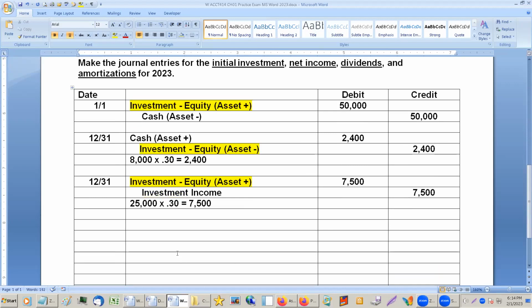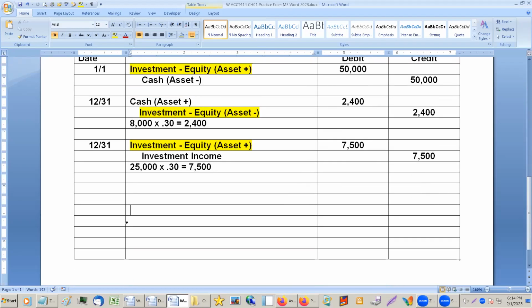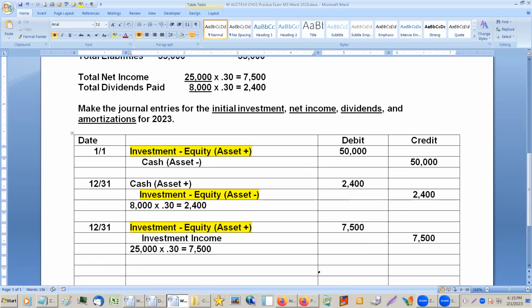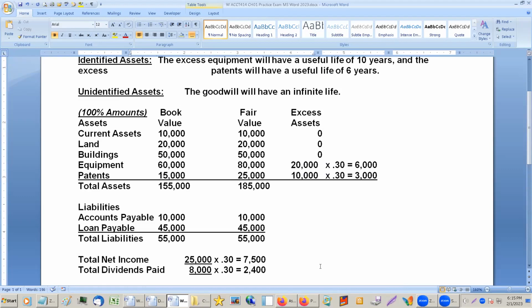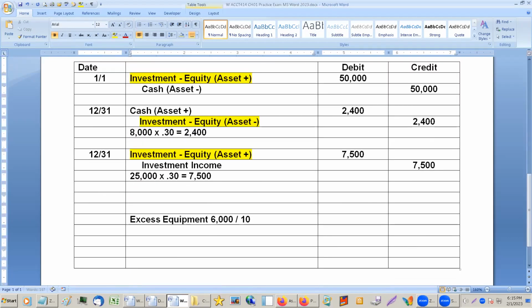So let's come down here. So we have to do a journal entry. So this would be for the excess equipment, 6,000. So it's 6,000, and we have to depreciate that over 10 years. Oh yeah, yep, 10 years. So 10 years, $600.